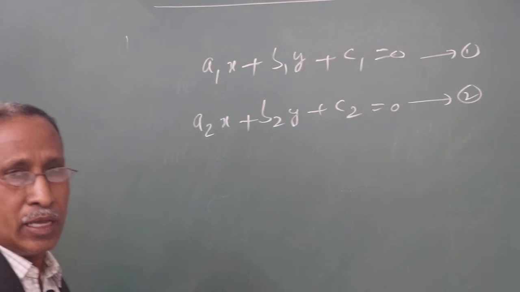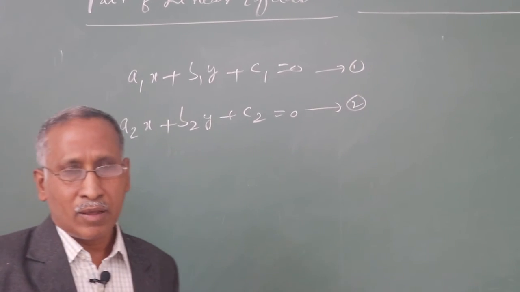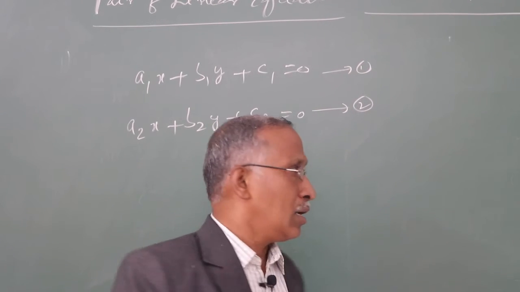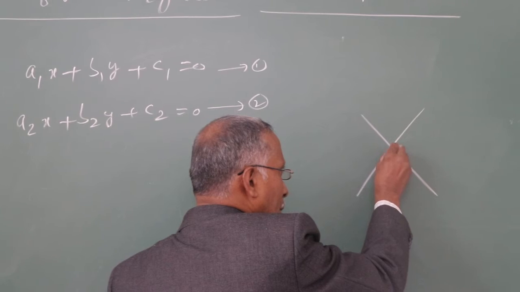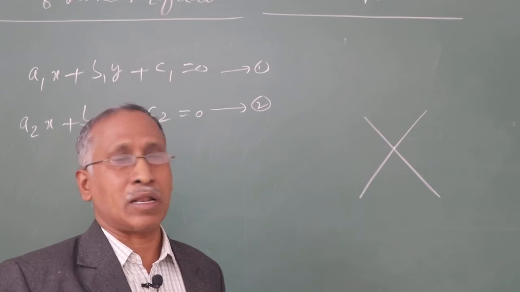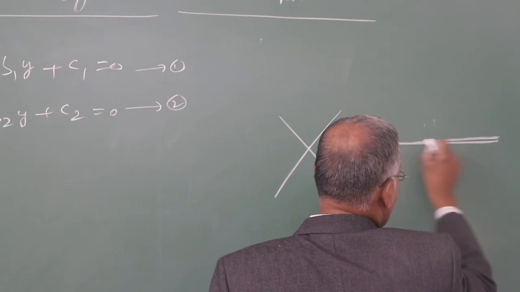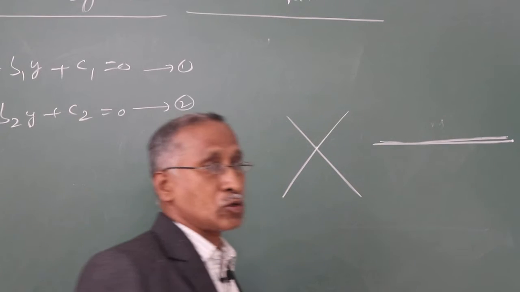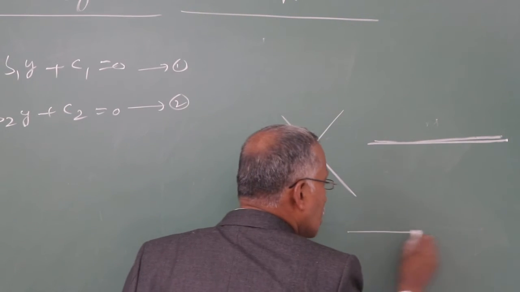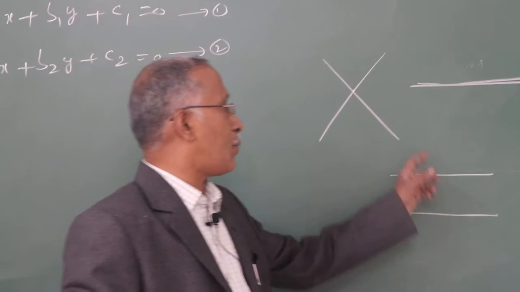As we have discussed, if you draw 2 lines in a plane, there are 3 possibilities. First possibility, those lines may intersect at one point. Then we say that they have a unique solution. Sometimes lines will coincide with each other. At that time we say that those 2 lines have infinite solutions. Sometimes those lines will never meet, even after extending them infinitely. We say that they are parallel.